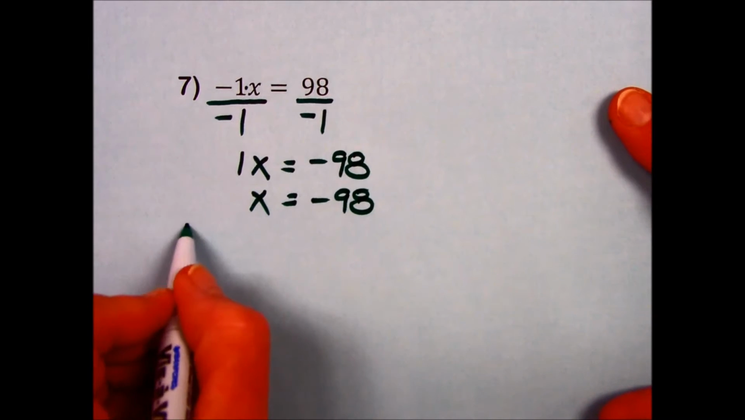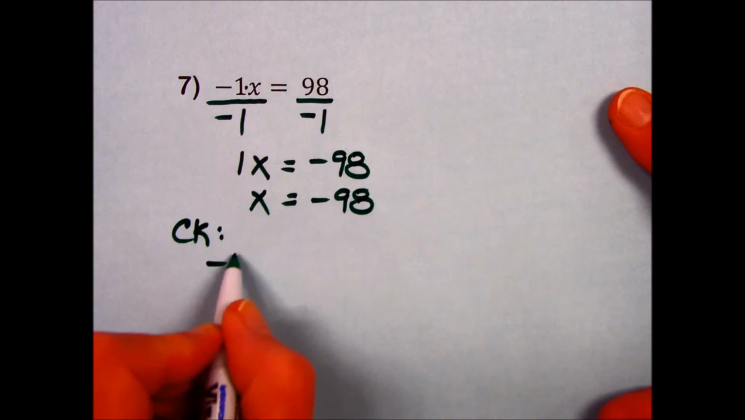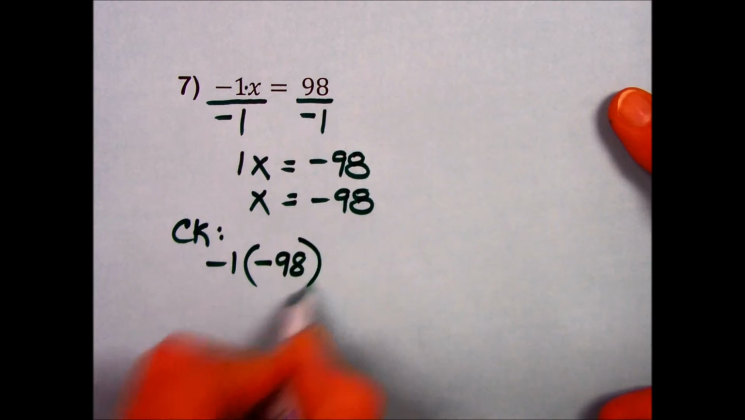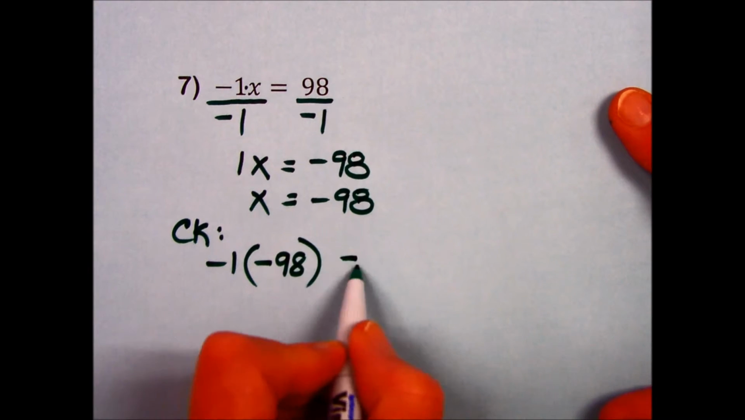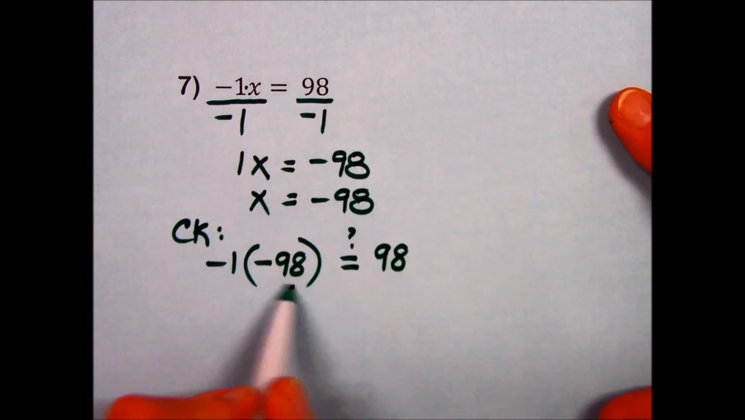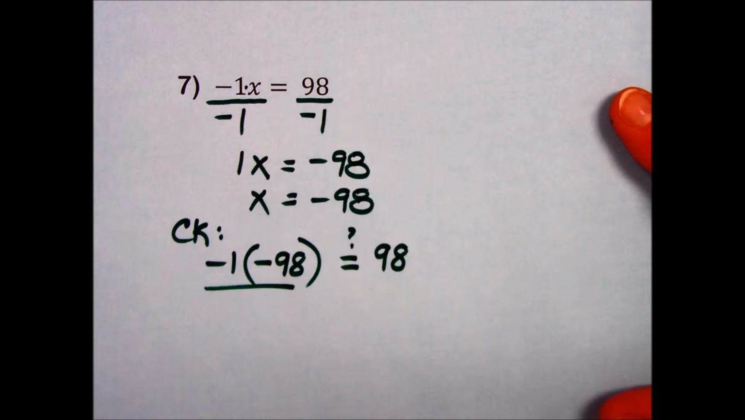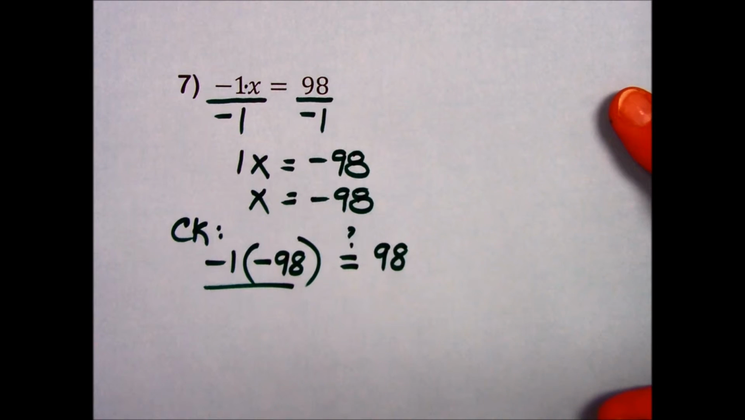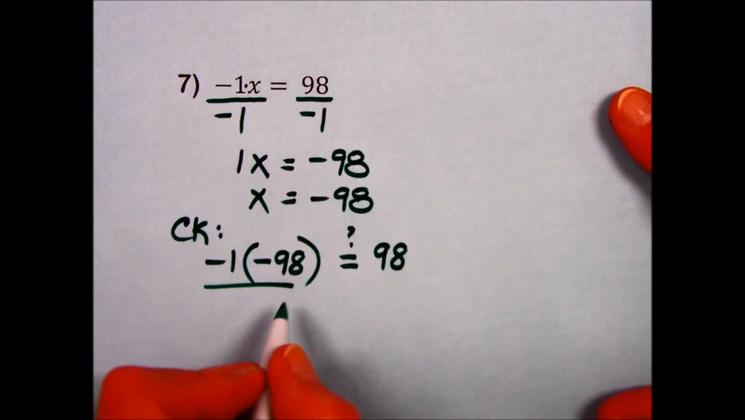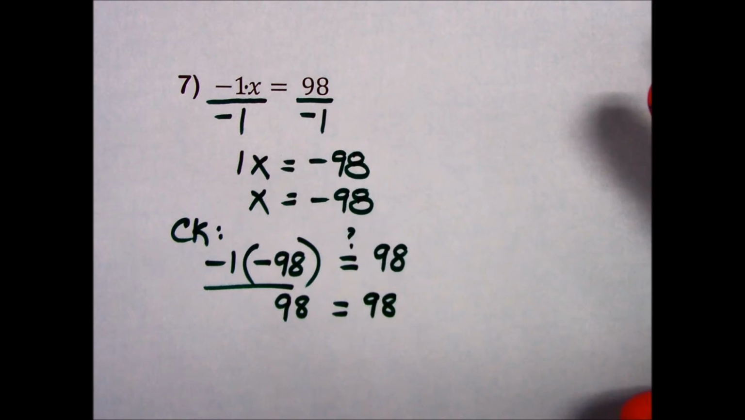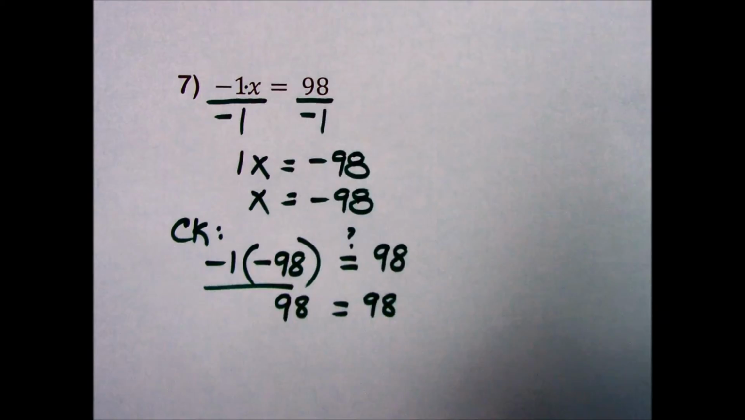To check that, I have a negative 1 times x, replacing the variable with the value, a negative 98. Does that equal a 98? And if you recall your rules from multiplying signed numbers, if you have a negative times a negative, same sign multiplied, we're going to end up with a positive 98. So the solution checks as well for problem number 7.